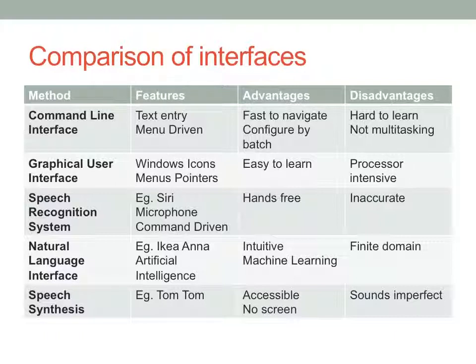The advantage of a command line interface is it's actually really fast to jump between files, and you can configure the settings on files in batch by typing in a very short statement or command. The disadvantage is it's really hard to learn, and many of the command line interface operating systems don't do multitasking. So in a Windows operating system, where you can have more than one window open at once and jump between programs, it's actually not as common in a command line interface for that to happen.